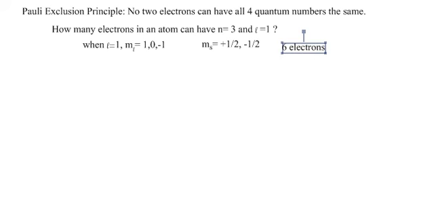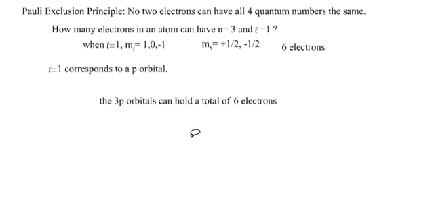Another way to think about this is, as I said, that L equals 1 corresponds to a p orbital, and that means that the 3p orbital can hold a total of 6 electrons.